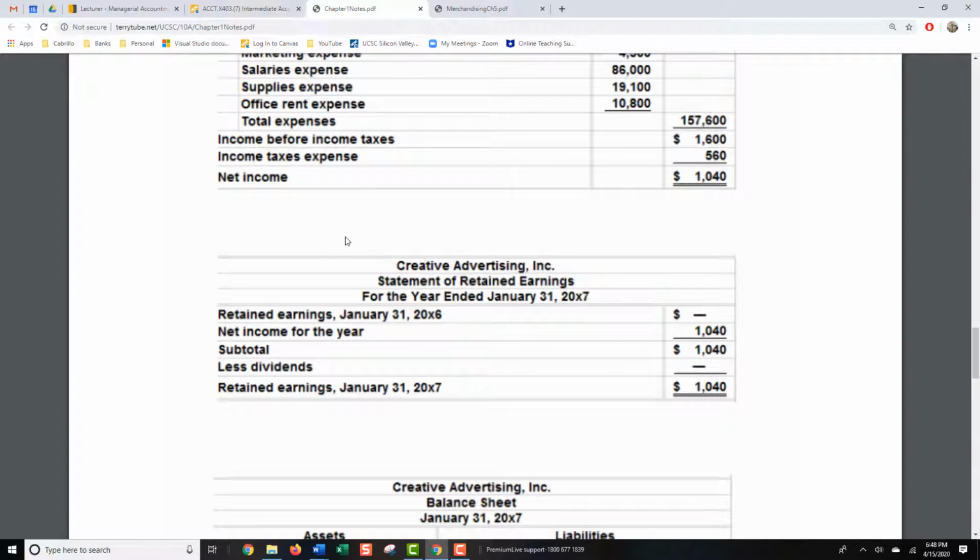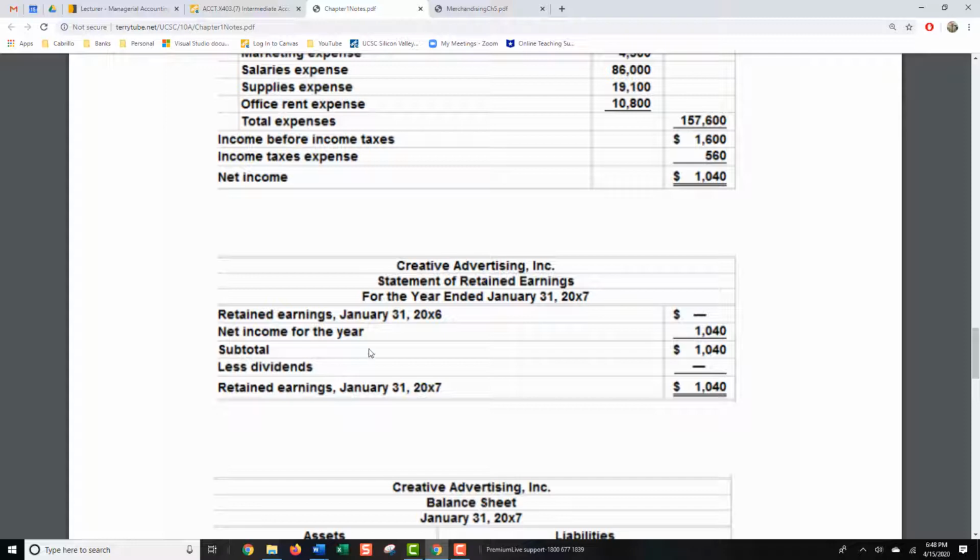The second financial statement is the statement of retained earnings. So you're going to have your beginning retained earnings, right? How much earnings have you retained in your company? You'll add to that how much money you made in the current year. You'll subtract how much you distributed. For a corporation, that would be called dividends. In a sole proprietor, that would be called drawing.